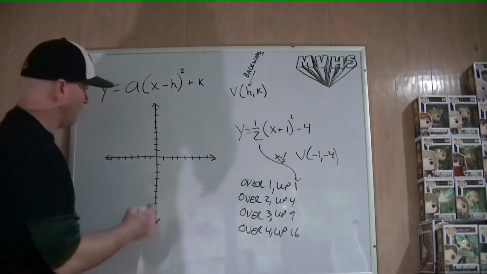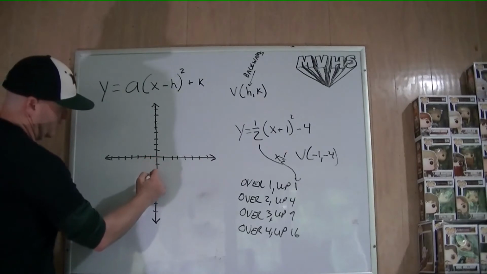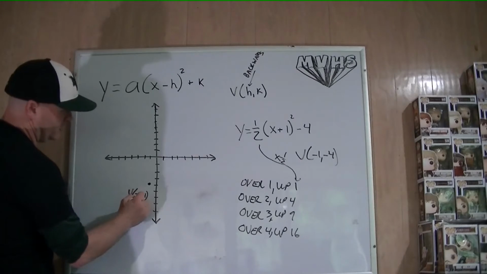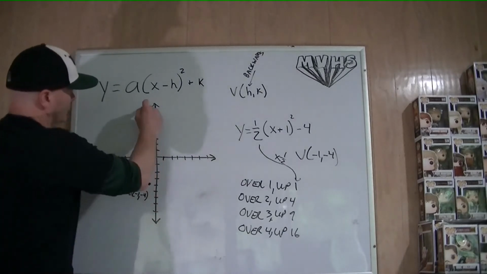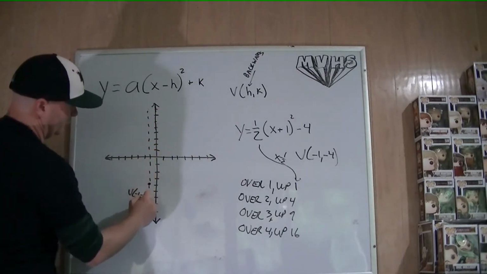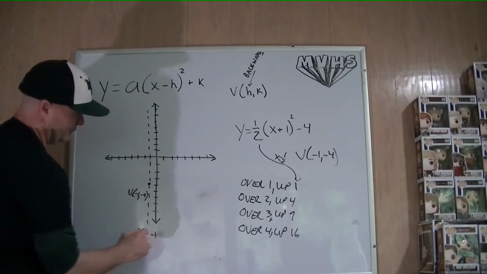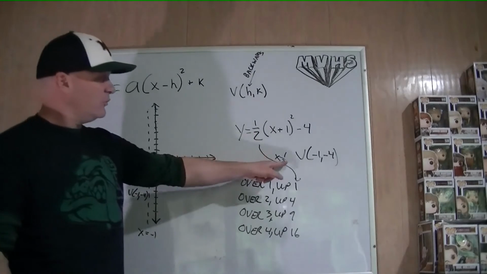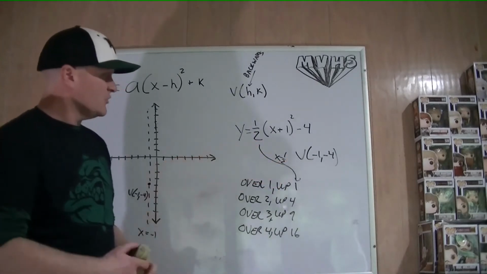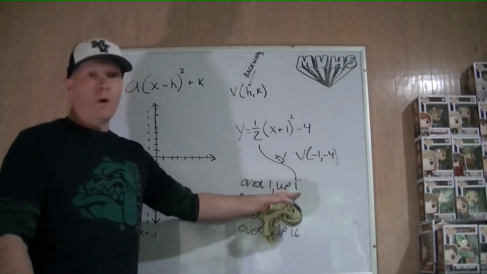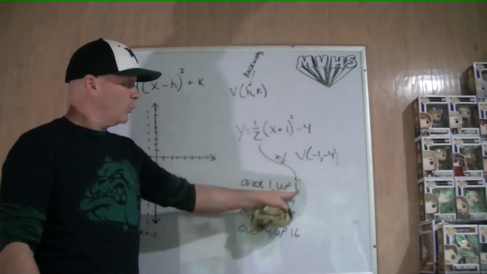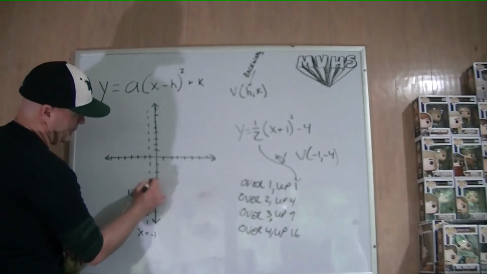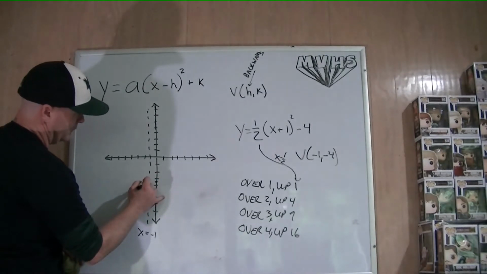I'm going to graph the vertex first. Negative 1, and 1, 2, 3, 4, negative 4. I always label my vertex, and I forgot to on the last one, but we probably should have drawn our axis of symmetry. Now we're going to do these steps, but we multiply all the y values by 1/2 because a is 1/2. So instead of going over 1, up 1, we go over 1, up 1/2. Starting here, I go over 1, up 1/2, over 1, up 1/2.